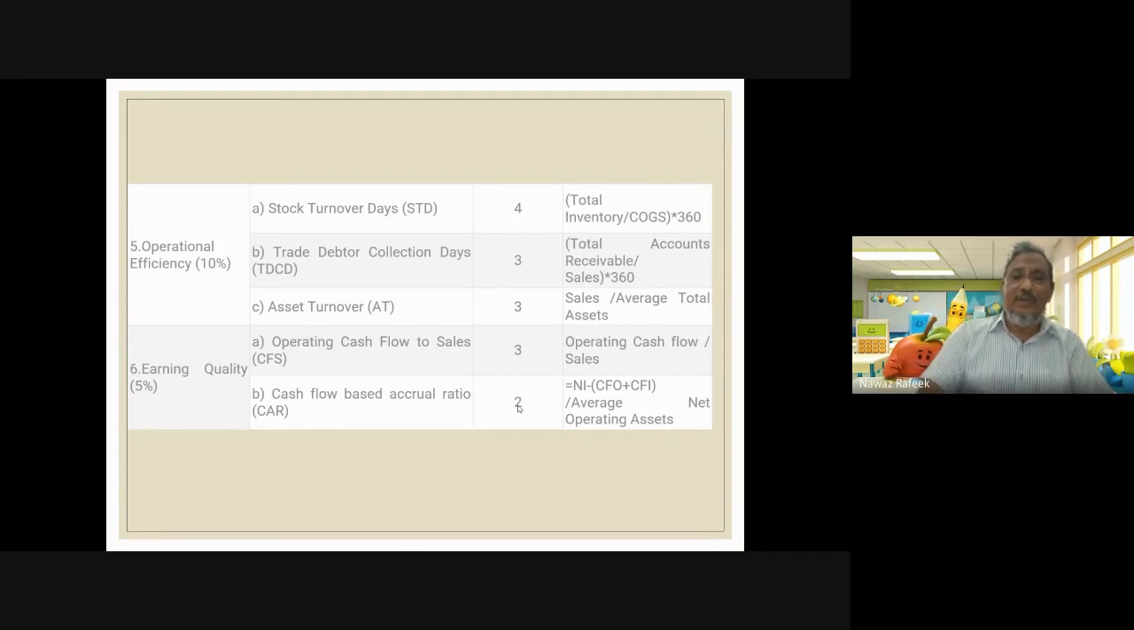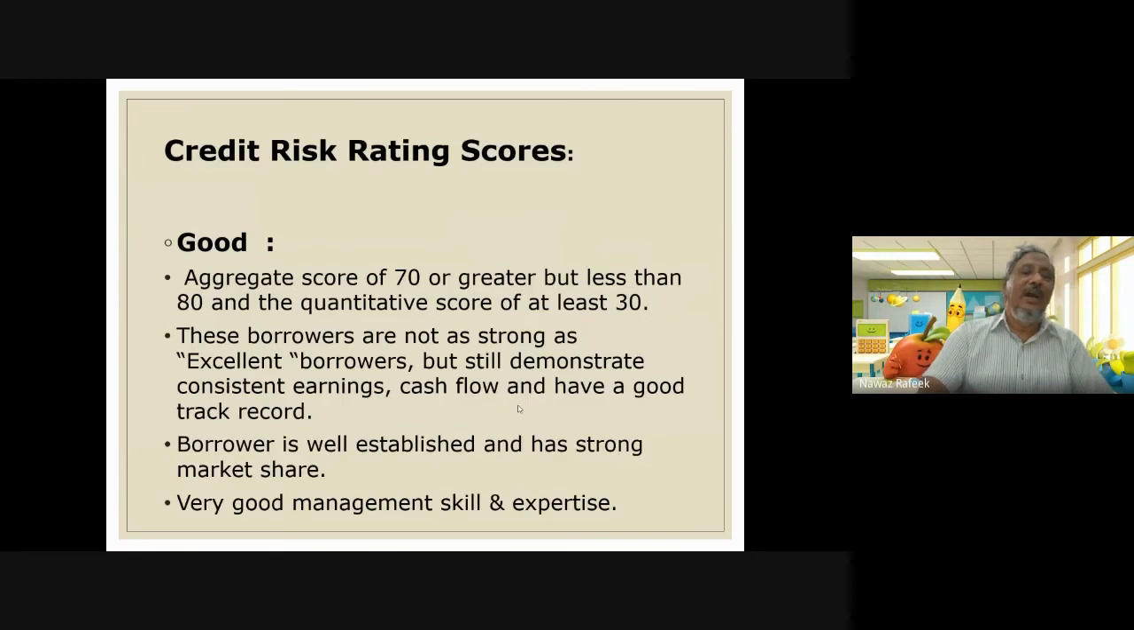Then the earnings quality: operating cash flow to sales, cash flow to interest rate. So how to work them out is given there. Those are some of the indicators and how to work them out.